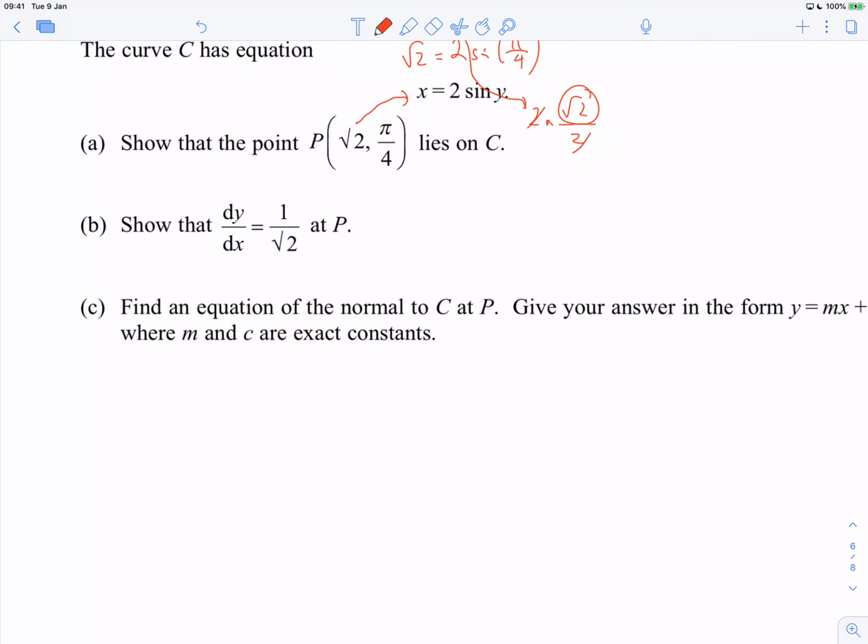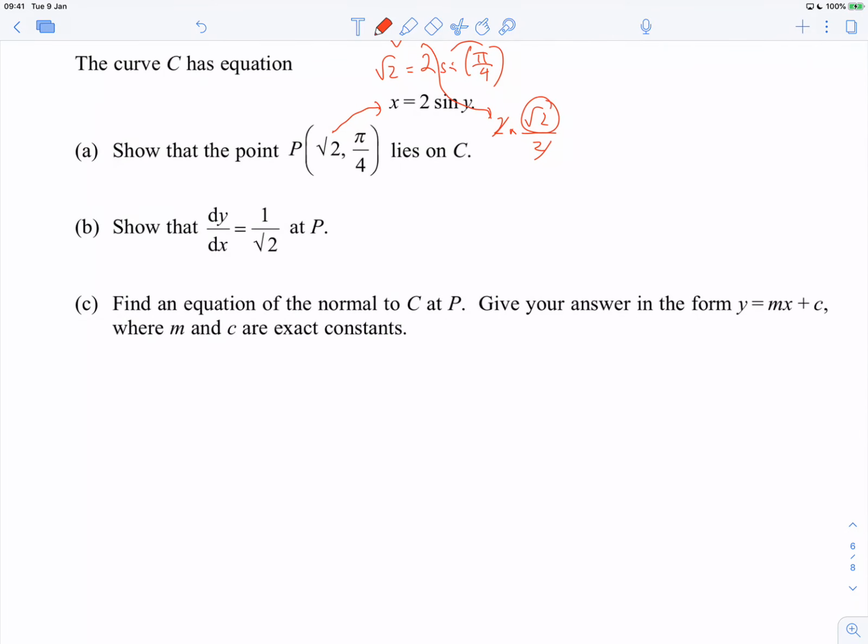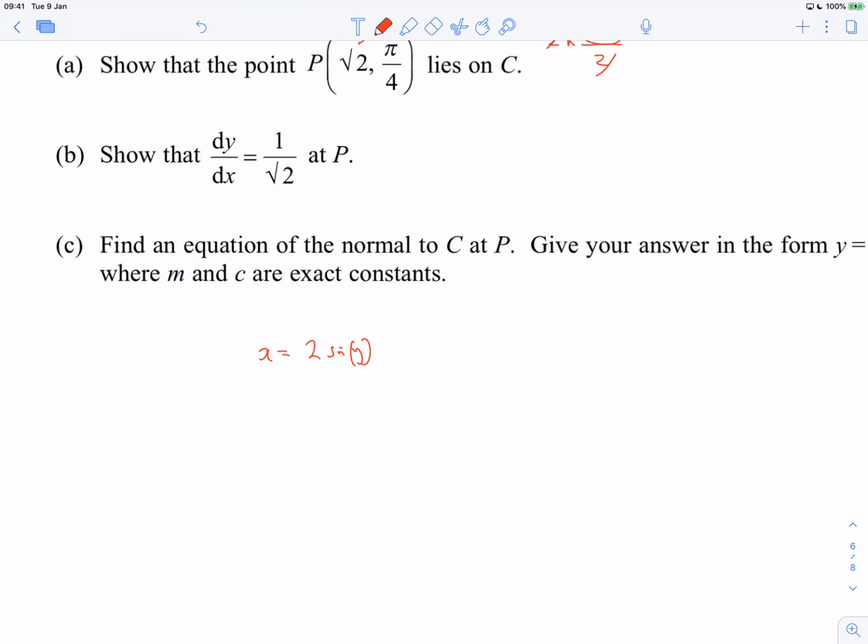Show that dy by dx is 1 over root 2 at P. Well, if I take x equals 2 sine y, and differentiate both sides with respect to x, x differentiates to 1, and 2 sine y becomes 2 cosine y, and then differentiating that with respect to x means we're going to have a dy by dx term.